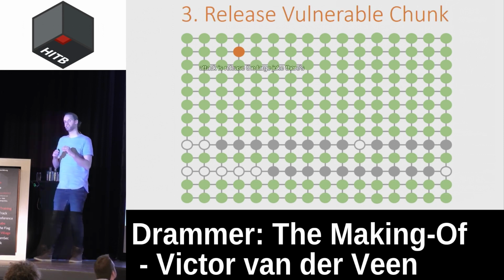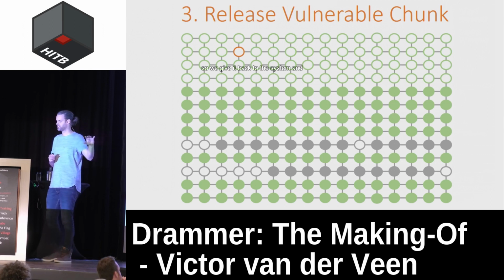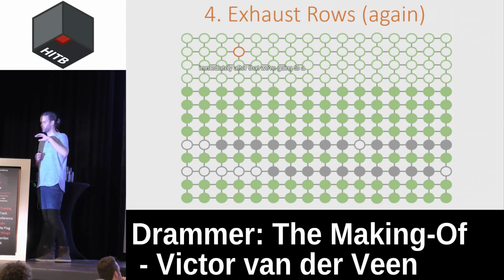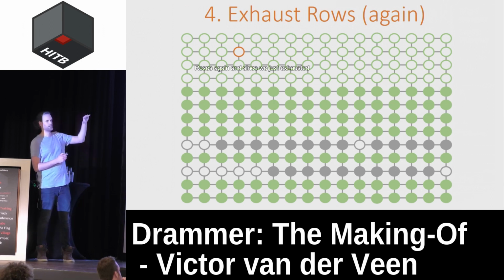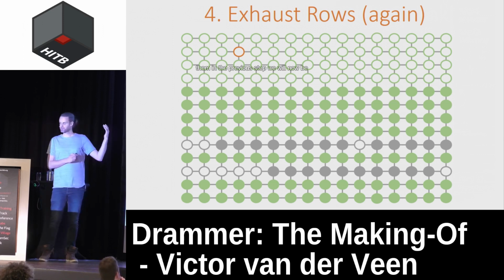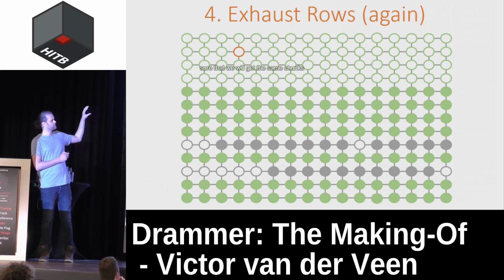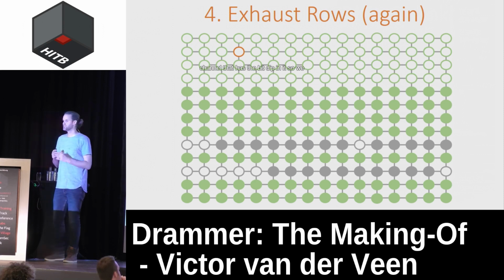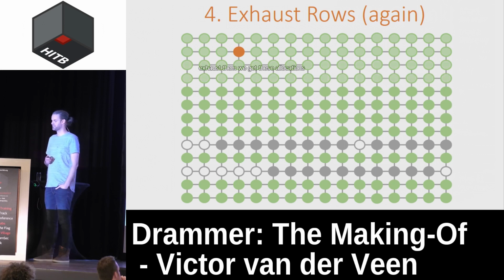Step 3 of the attack is release the large chunk that has the vulnerable page in it with the bit flip. So we give it back to the system. And immediately after that, we're going to allocate smaller chunks of the size of the row size again. And since we just exhausted them in the previous step, we will now be sure that we will get the same chunks that we just released, also including the chunk that has the bit flip in it. So we exhaust them, and we get these allocations.